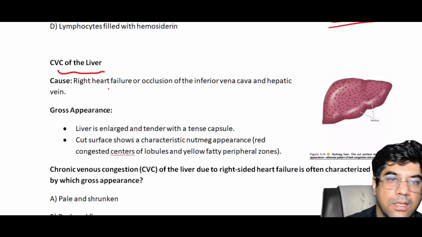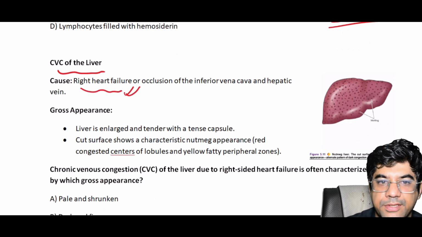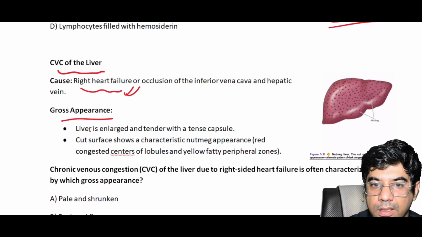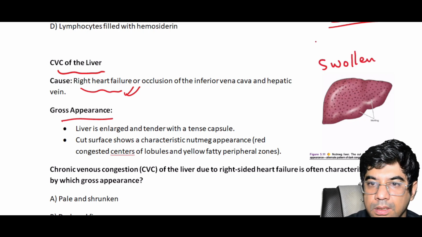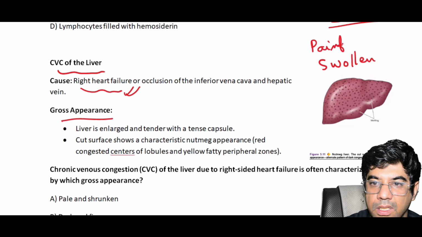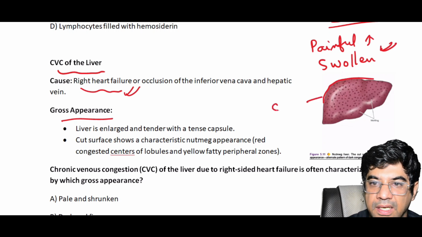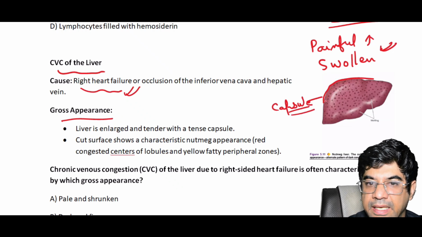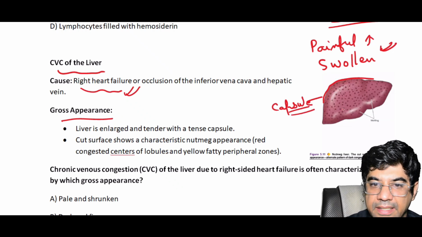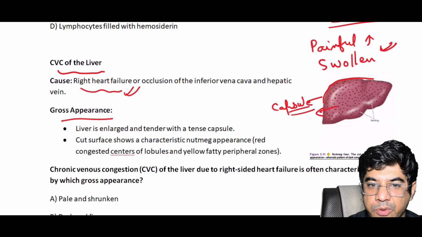The next comes the chronic venous congestion of the liver. It occurs due to right heart failure. Now the gross appearance: the liver is tender and enlarged. The liver becomes swollen and painful to touch due to increased blood flow. The outer covering of the liver, that is the capsule, feels stretched and tense due to the enlarged liver pushing against it.